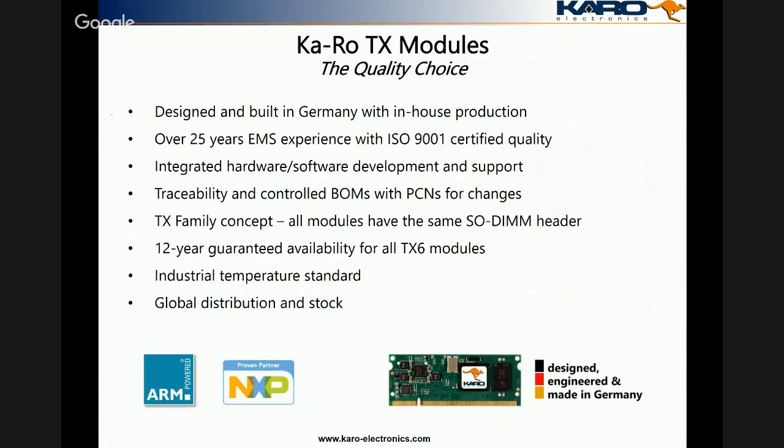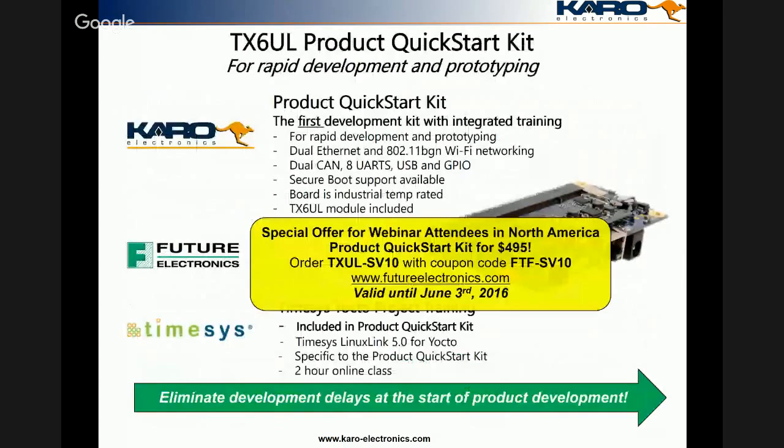Again, we have industrial temperature as a standard on both the module and the development kit to make it acceptable for prototyping. And we do have global distribution and stock support. In North America, we work with Future Electronics, Mouser Electronics, and then Strategic Embedded. And then we have a long list of distributors in Europe who you can contact in different countries for support on Ka-Ro products.